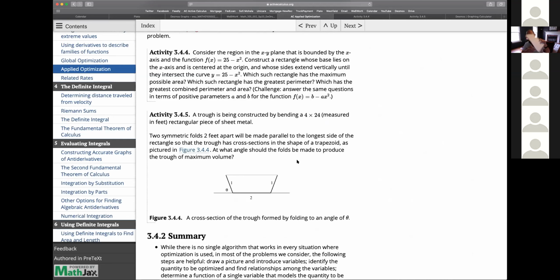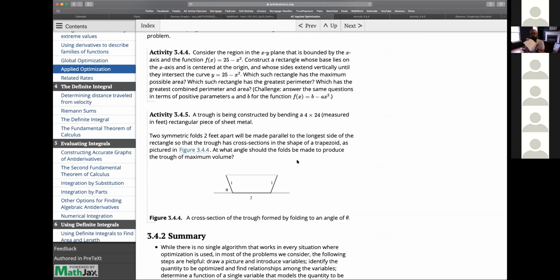You know, it could be something like this. And it says 2 symmetric folds 2 feet apart will be made parallel to the longest side, so that the trough has cross section in the shape of a trapezoid. Okay. It says what angle should be folded. So what we're going to do is, if this was 4, you're going to imagine sort of folding up a piece of paper into a trough, and so you're going to be sort of bending it.